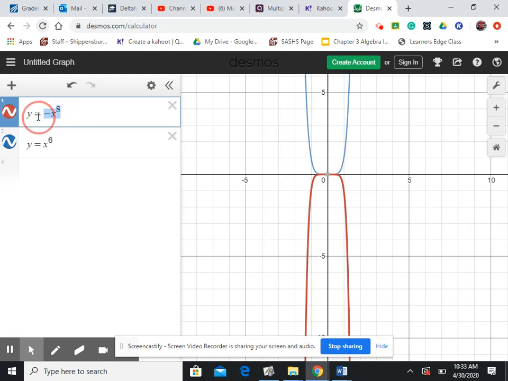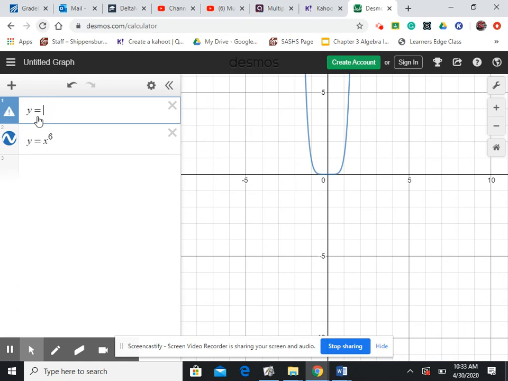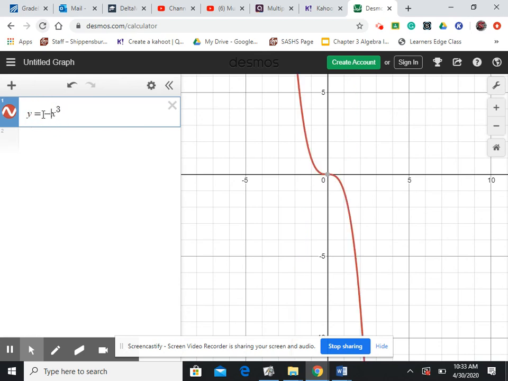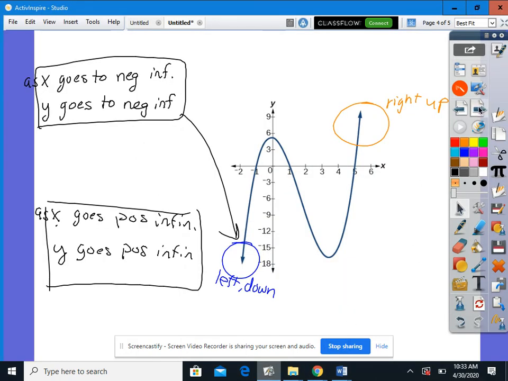For odd degreed, the easiest way to remember this is odd and opposite. Odd and opposite, they both start with O. So odd degreed functions will go in opposite directions. See, it doesn't matter if I put a negative, it doesn't matter if this is a 9. If it's odd, they're going to go in opposite directions. Okay, so that's very important.